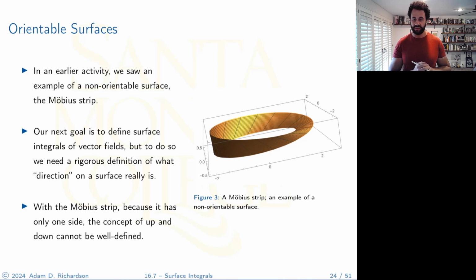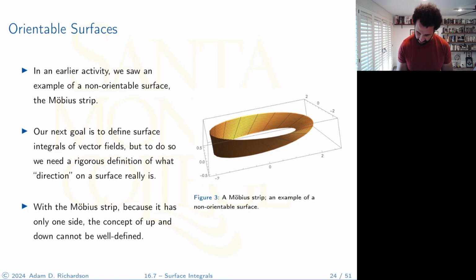The reason is you can't define the notion of up and down in a well-defined way. The easy way to think about it is if you were an ant crawling along this surface, at some point you're going to be on the bottom, but if you keep walking in a straight line, you will end up on the top. Let me illustrate that here. Let's say we start right here.